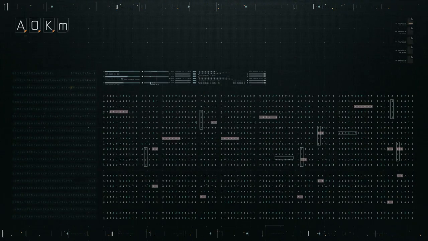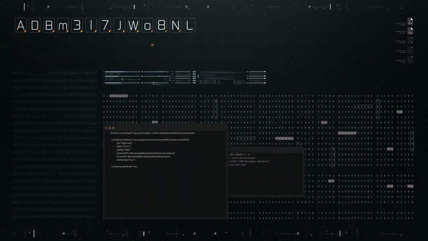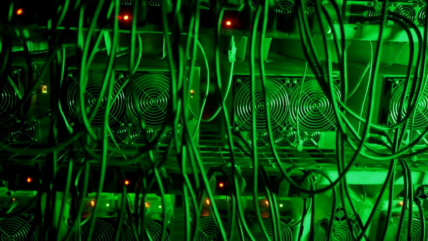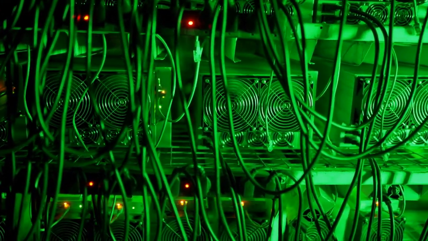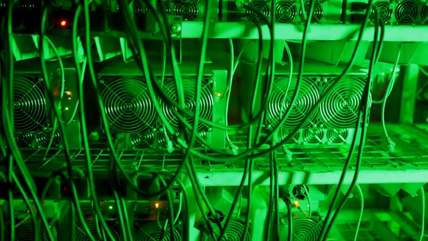Term number 13, hash rate. The hash rate measures the processing power of a cryptocurrency network, typically expressed in hashes per second. It's used to calculate the amount of cryptocurrency that can be mined in a given period.